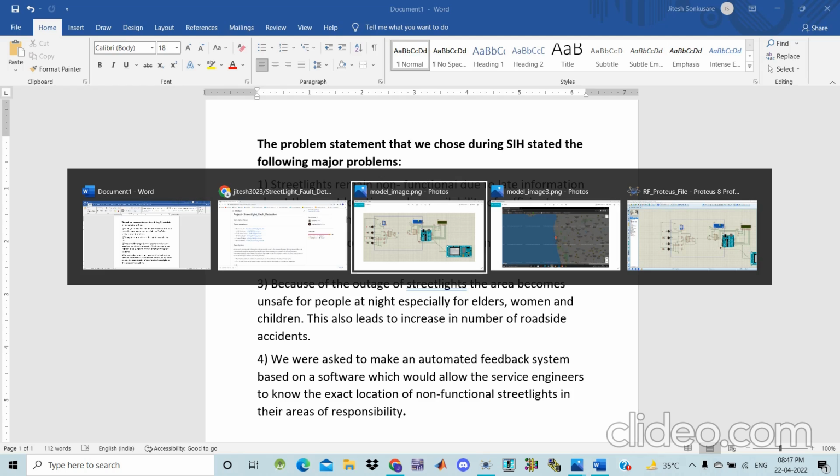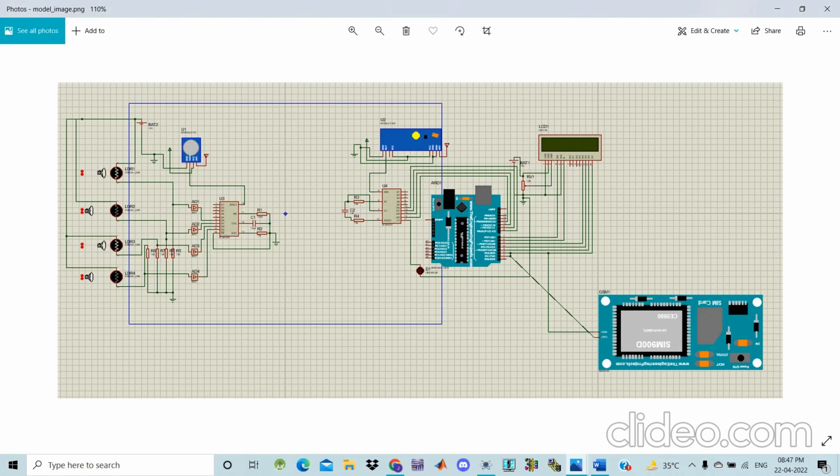So this is the photo of our module. So these are the streetlights on our left, and these are the LDR sensors. The LDR sensors give analog output, which is then converted to digital output using analog to digital converters. These are the analog to digital converters. This information is then passed through a multiplexer, which helps assign unique IDs to the streetlights. We have the multiplexer over here.